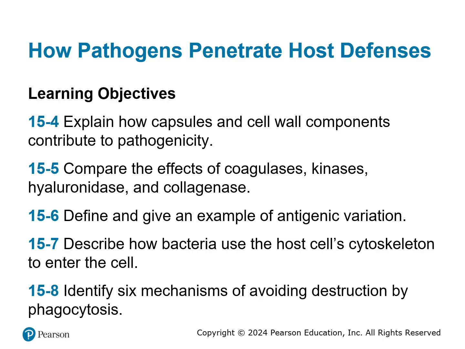All right, so this little section, we're going to talk about capsules and cell wall components contributing to pathogenicity. We're going to look at some enzymes, okay? Coagulase, kinase, hyaluronidase, collagenase. Look at antigenic variation, how bacteria such as Listeria monocytogenes use the cytoskeleton to enter the cell, and then how microbes avoid destruction by phagocytosis.